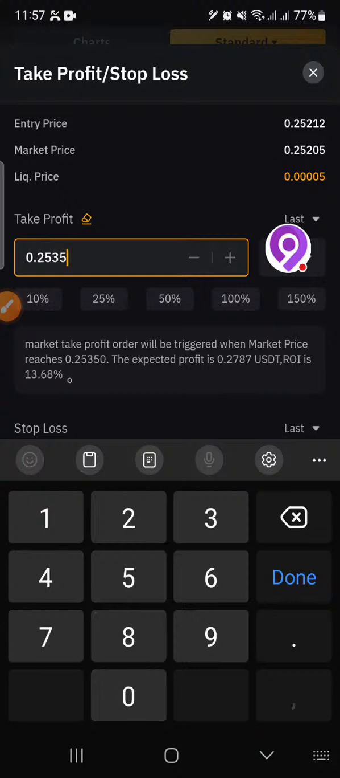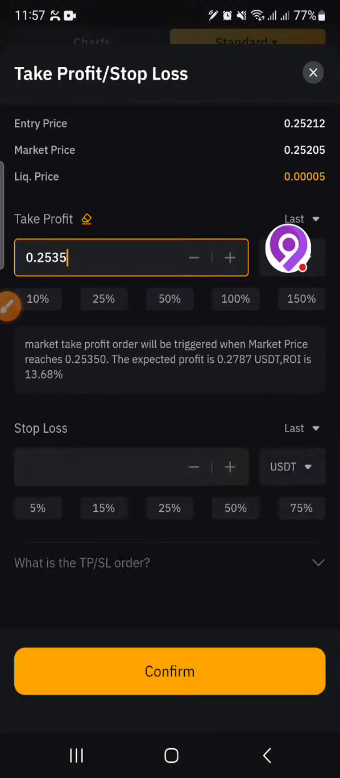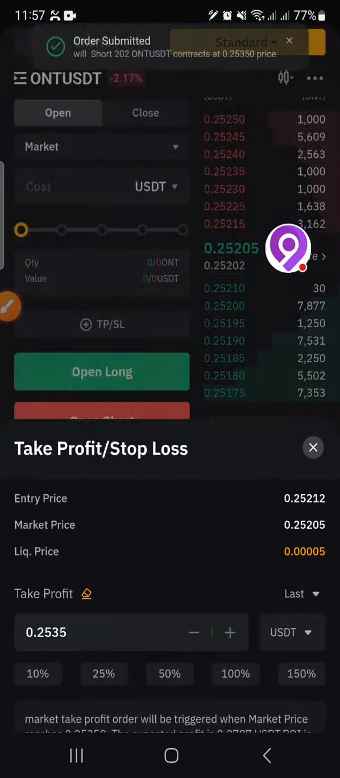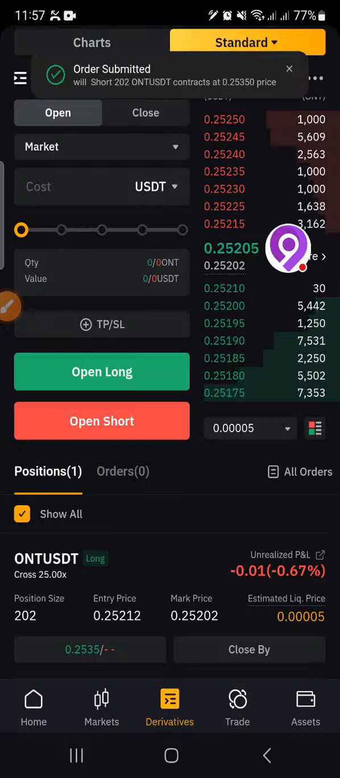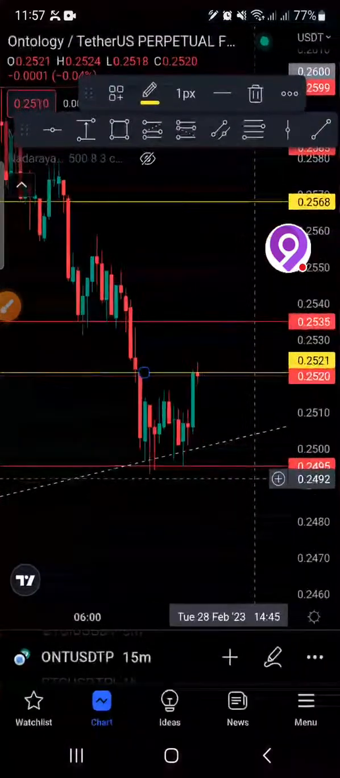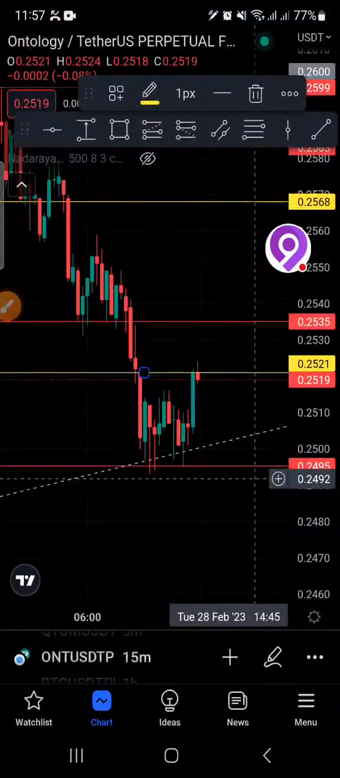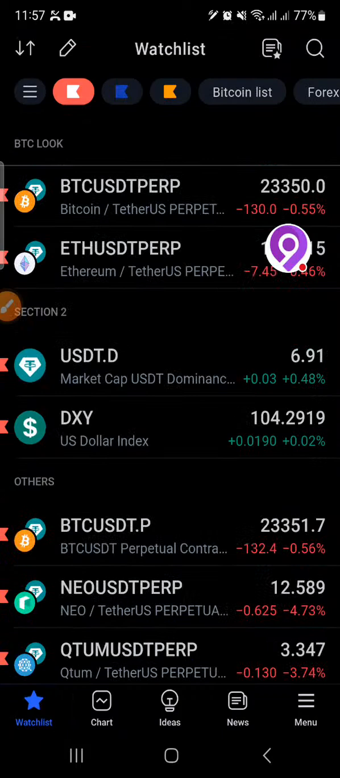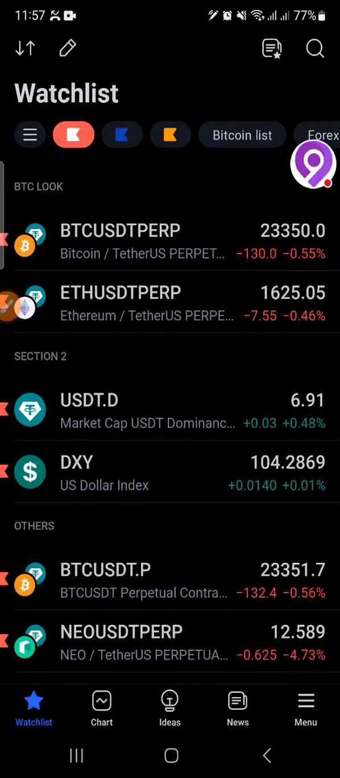Yes, our profit will be 13%. Our profit will be around 0.27, that's about 2 cents and 27 cents. Okay, approve. Can you see that? So we've already set our take profit and we're waiting. So let's check BTC for our final decision, if we're planning to add more money or not.